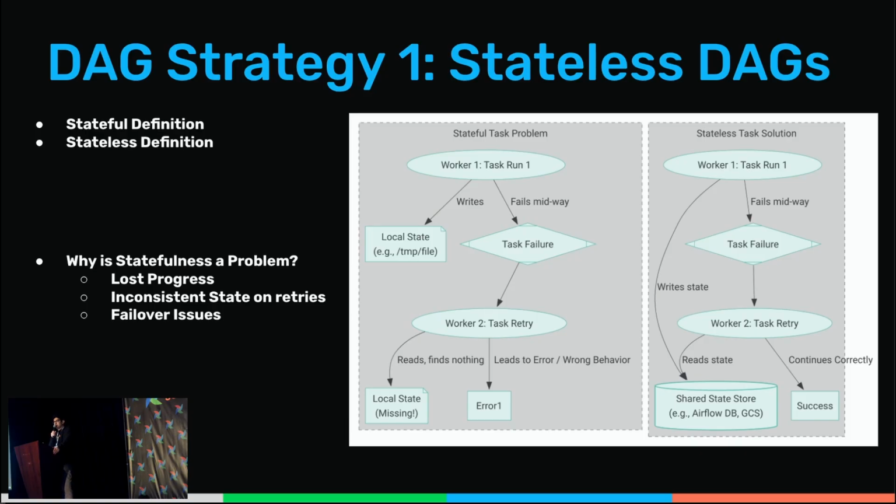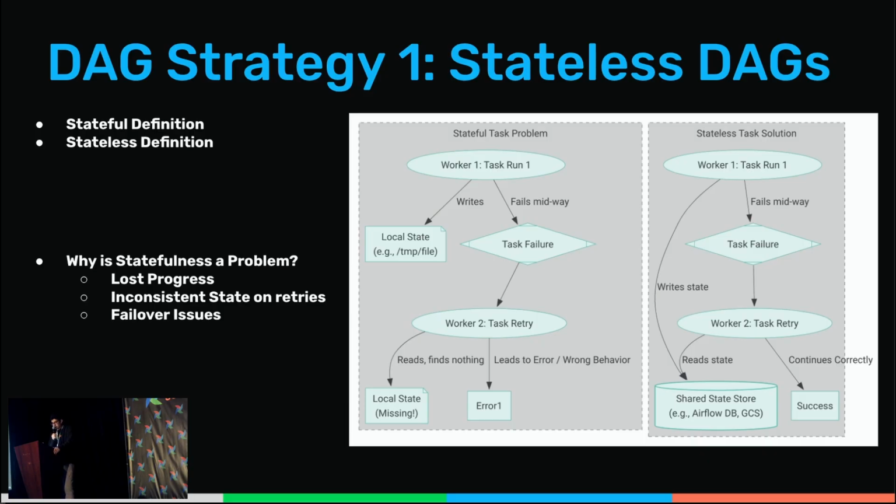Now it doesn't see anything that was written locally because it's a different instance of the worker, and there will be inconsistent state. So for example, the first one did A, B, C, but now it doesn't know anything, so it will start all over again because the state is being reserved locally, so the DAG running in a worker is now stateful. So that will cause losing of the progress that was made. Also some inconsistent states on retries, which means that during the failover there will be issues and it will not be done successfully.